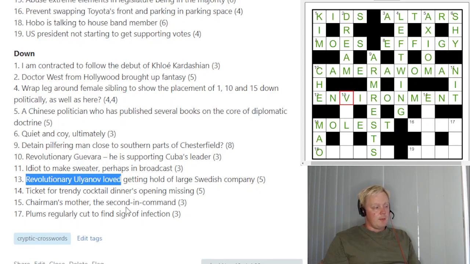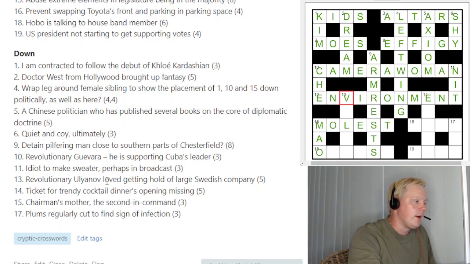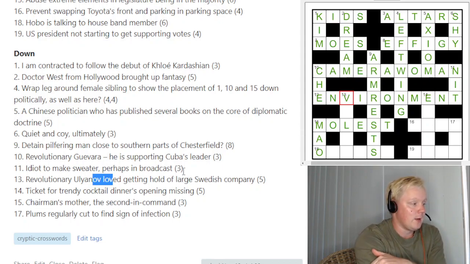But revolutionary, believe it or not, can mean backwards in a down clue. It's like it's revolved, it's turned. So it's going upwards. So revolutionary can mean reversal. So that would mean we have a reverse hidden here. And if you look closely, you see Volvo, which is a large Swedish company. So large was in fact here just part of the definition. It wasn't the letter L at all. So Volvo is the answer here.